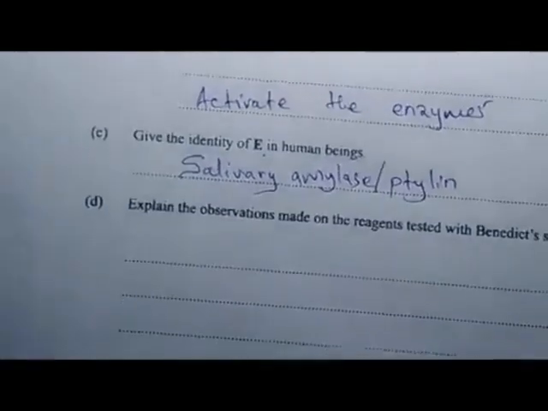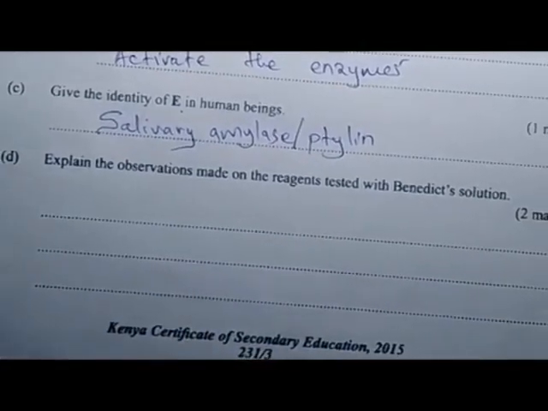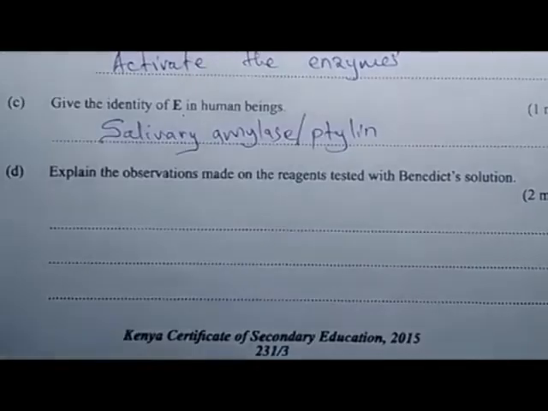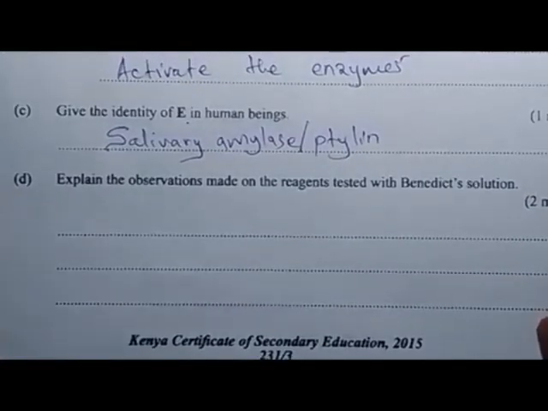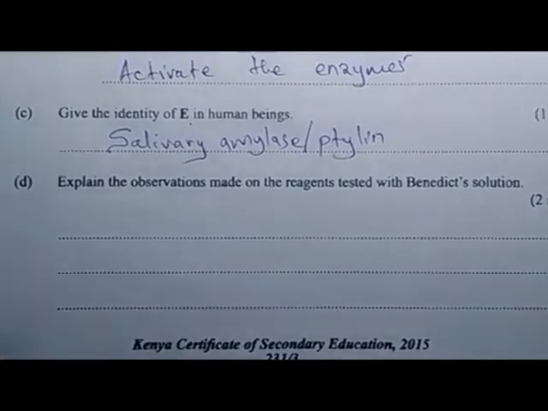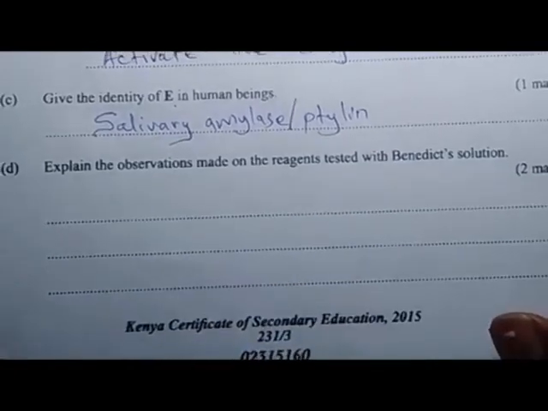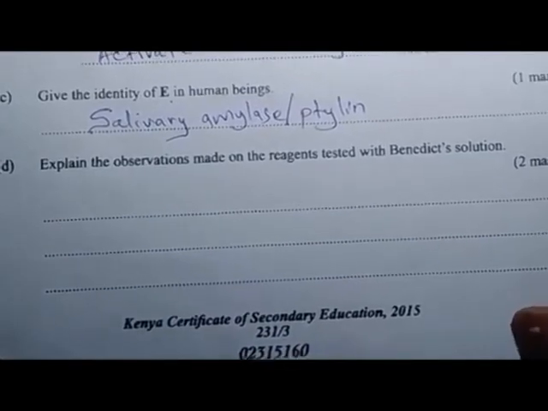Now D. Explain the observation on the reagent tested with Benedict solution. Now that is your own observation. You should record your own observation. The paper is over. That was what was needed by the student in 2015 to get all the marks.